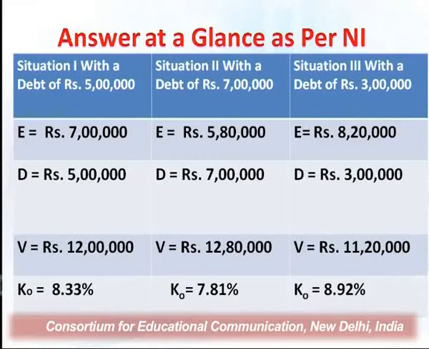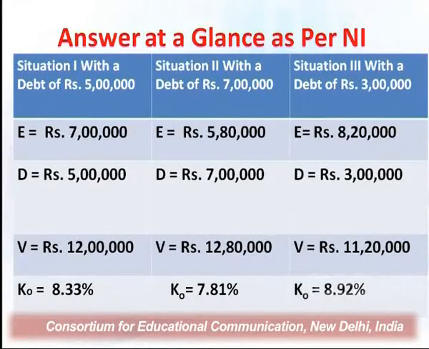So if you look at the answer of the last question which we attempted, at a glance, in situation 1, when the firm was having a debt of 5 lakh rupees, the value of equity came to be 7 lakh rupees, debt was 5 lakh rupees, total value of firm became 12 lakh rupees and cost of capital obviously 8.33%. And the moment we increase the quantum of debt in our capital structure, what is the outcome? The value of firm changed from 12 lakh rupees to 12 lakh 80,000 rupees, whereas the overall cost of capital declined from 8.33% to 7.81%.